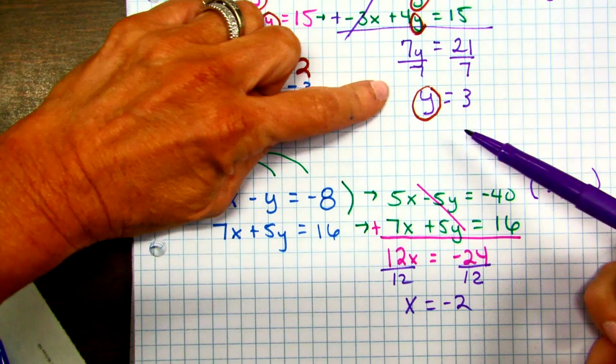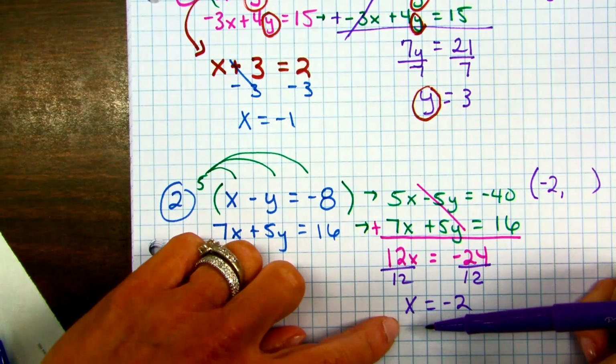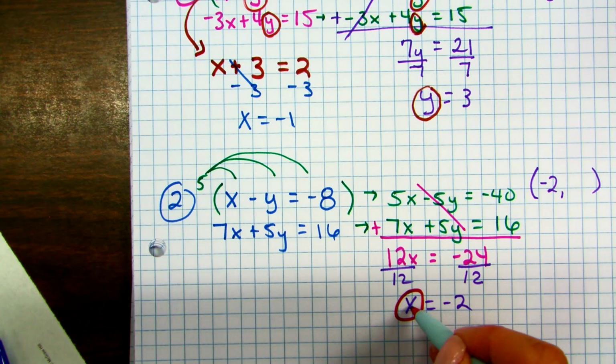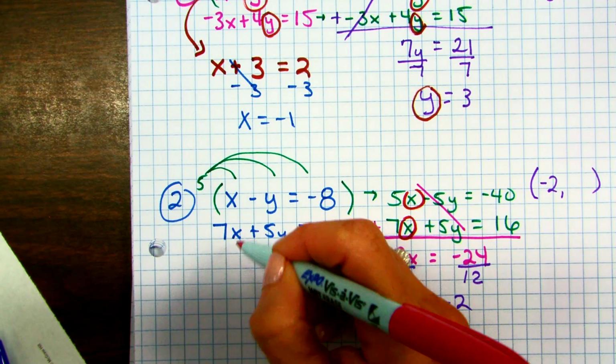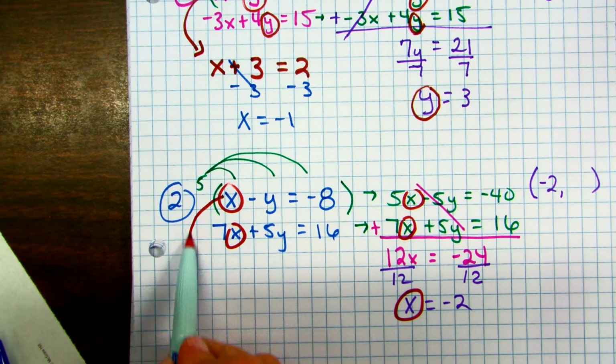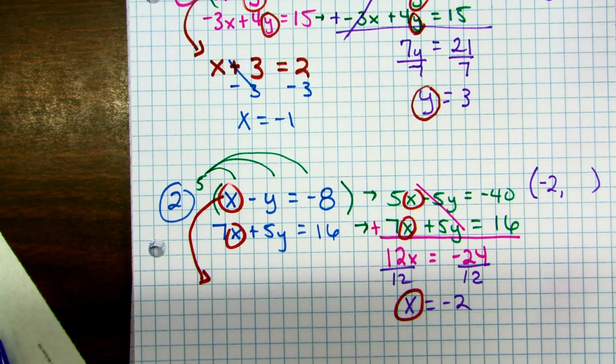See how sometimes your first answer is a Y, sometimes it's an X? It just depends on how the problem goes, okay? So just be really careful. I have X. It can go in for any of the X's. It doesn't matter which one. I like that one. So I'm taking out X, plugging in -2.